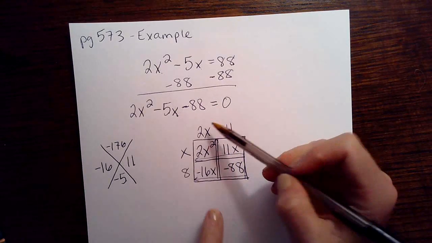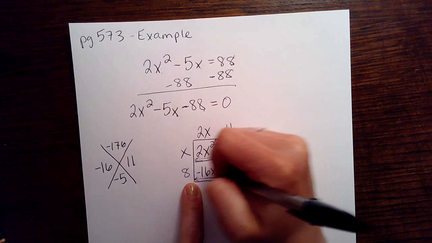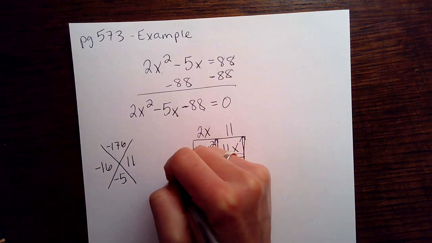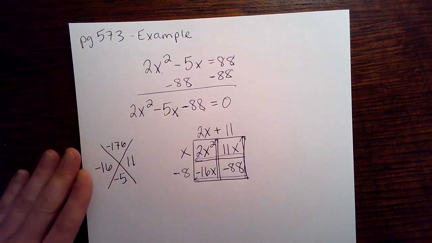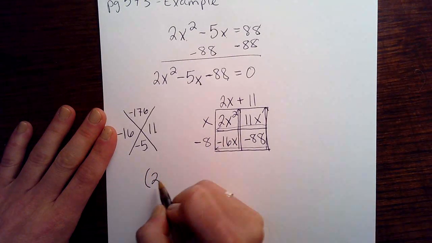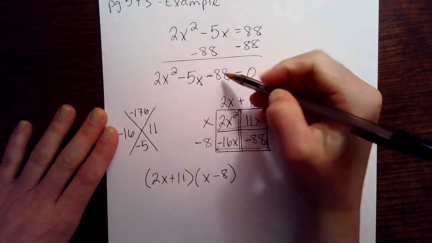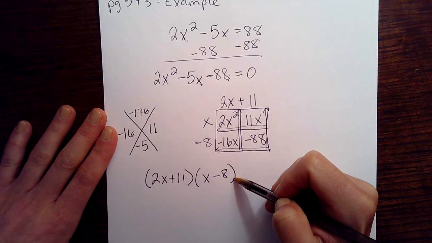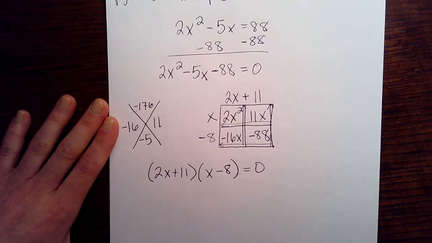Now I know that my product is going to be negative, so one of these is plus and one is minus. In this case, the second row has minus in common. So I'm going to say that's going to be x minus 8 and 2x plus 11. Now I can rewrite this as 2x plus 11 and x minus 8. Notice that work was to factor that trinomial equals 0. And now I apply what we just did.